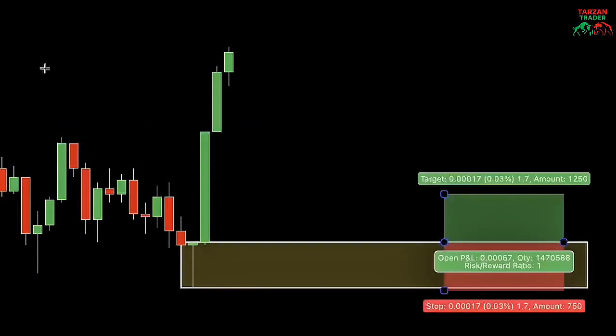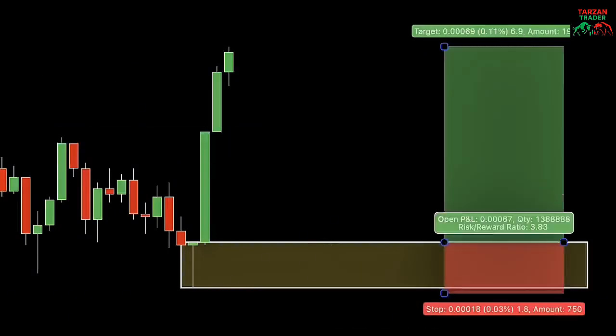Finally, let's calculate the risk-to-reward ratio. From this entry point, we can see that the zone offers a potential 3-to-1 risk-to-reward setup, which is exactly what we need. This ensures that even if the trade doesn't win every time, we're still profitable in the long run by sticking to high-probability zones with a strong reward-to-risk ratio.